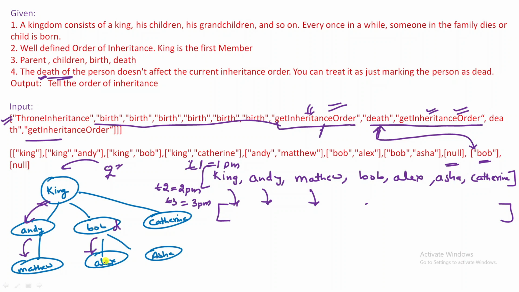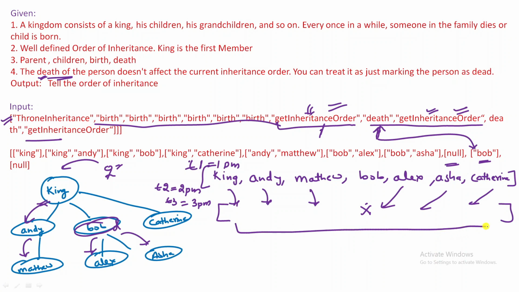So who is the eldest person out of Alex and Asha? Alex. So Alex will come after Matthew, then as per the rule Asha will come, and then as per the rule Catherine will come. You can consider that this node is there, but you will not take it into account. Only Bob will not be there, all the rest of the persons will be in this output. Now you can just ignore this, it is by mistake. So this will be the output.